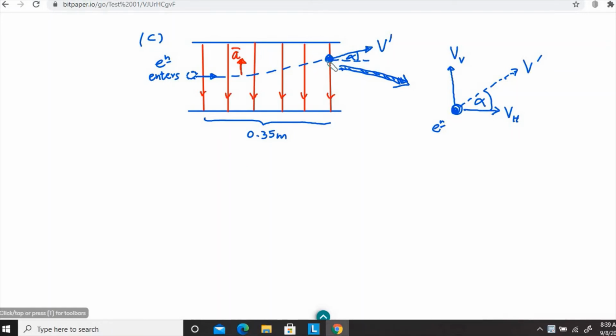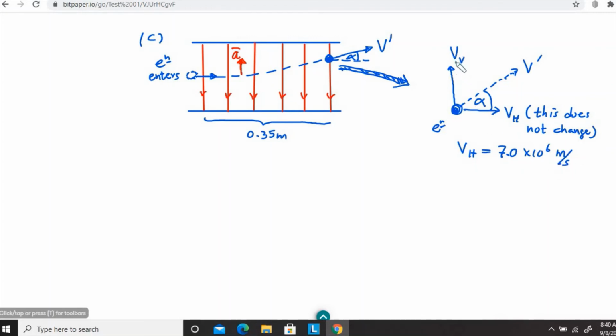If you can see, I have enlarged this region over here. This is the electron and this is its horizontal velocity or speed, and you know the horizontal component does not change. Why is that? Again, remember, the acceleration is perpendicular to the horizontal direction. That's why the horizontal component does not change, and we already know that value. VH is equal to 7.0 times 10 to the power 6 meters per second.